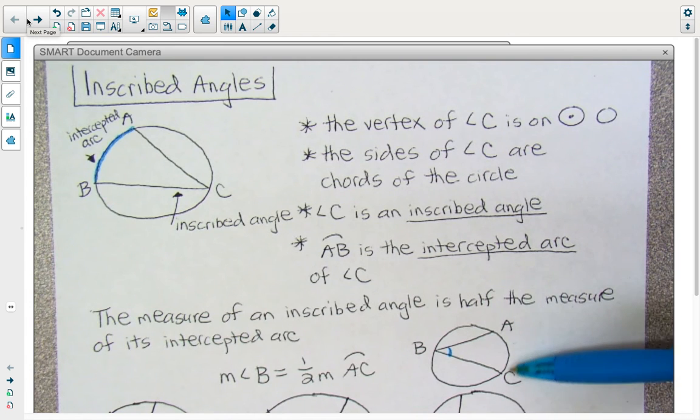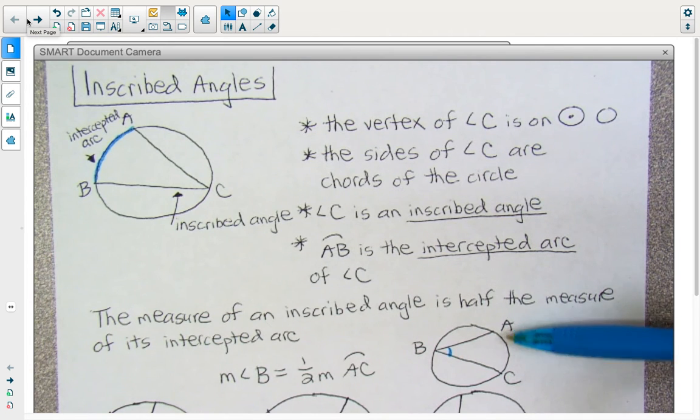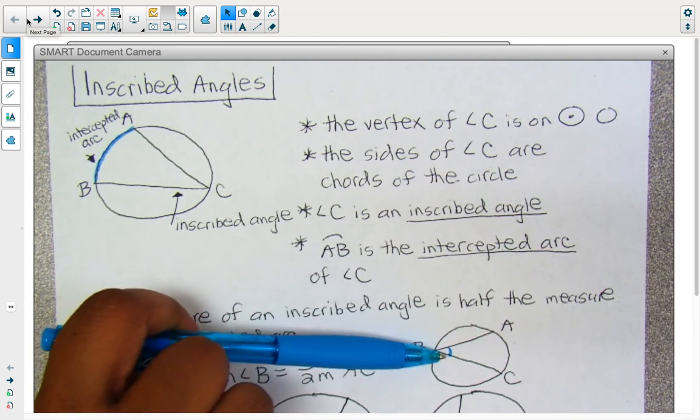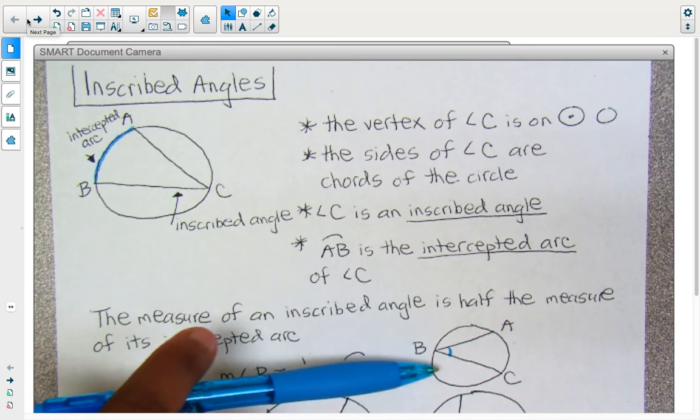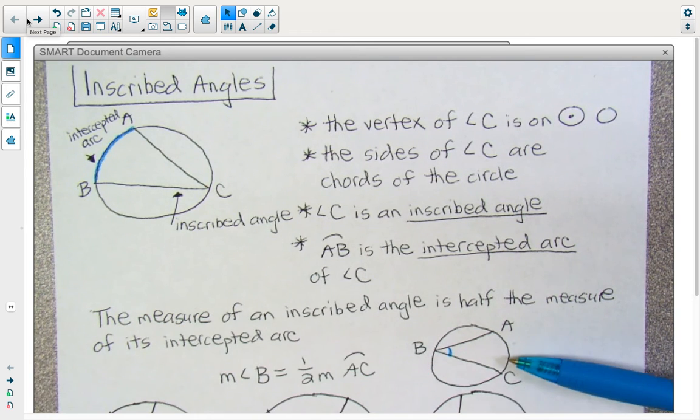So whatever your measure of your arc is, take half of that, and that'll give you the angle measure of your inscribed angle. You also can go vice versa. So if they give you the inside angle, multiply it by 2 to find the arc. So they work hand in hand with each other.